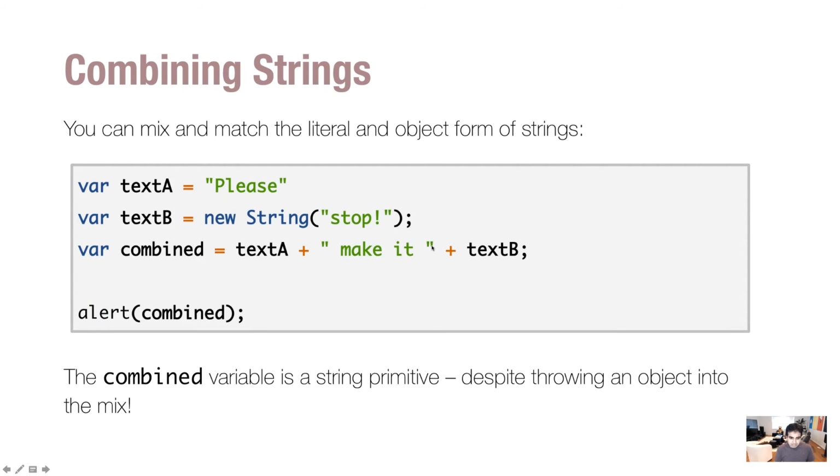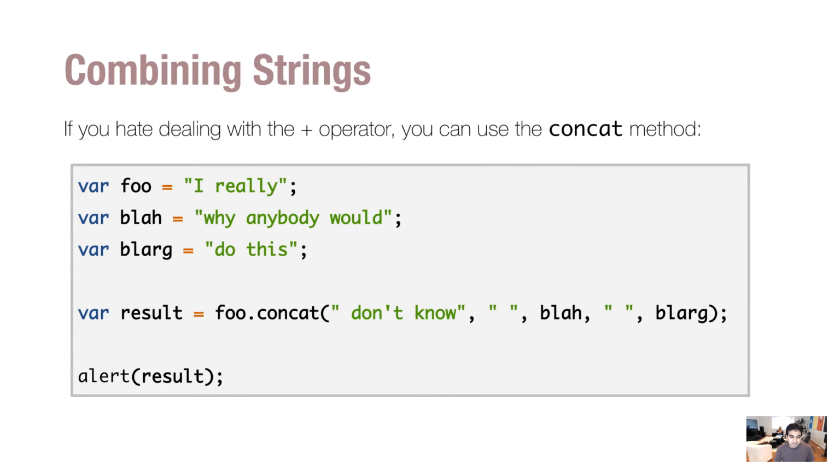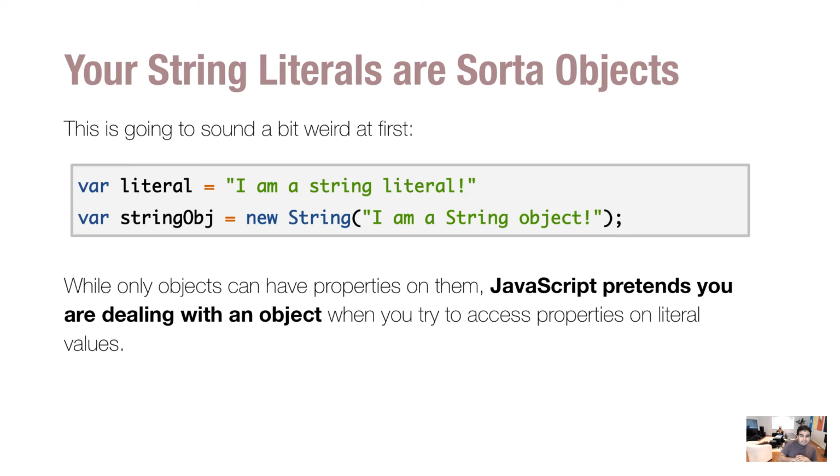So, if you want to use plus, by all means use it. And if you want to use concat, you can use it as well. And the end result is you're going to have a string object that is a combination of all the things you threw into it. Okay. So now we're going to go back to something I talked about earlier.